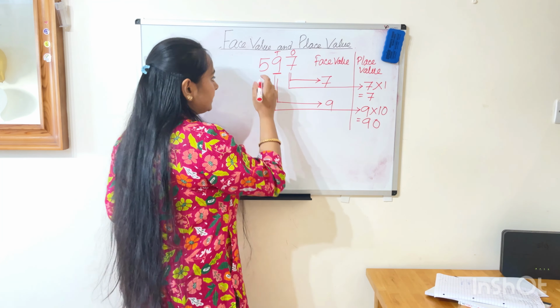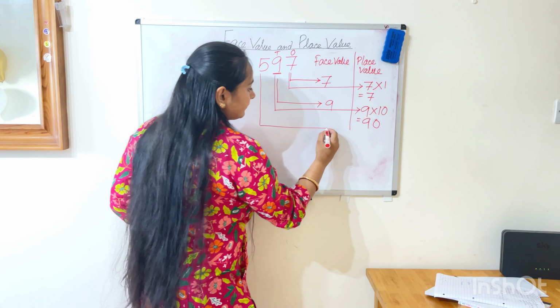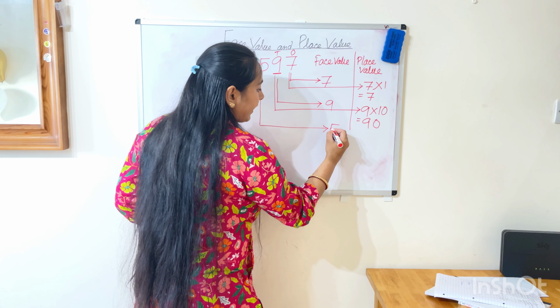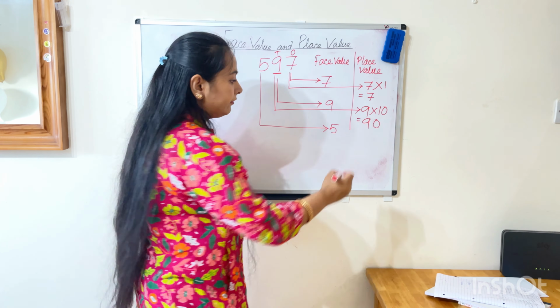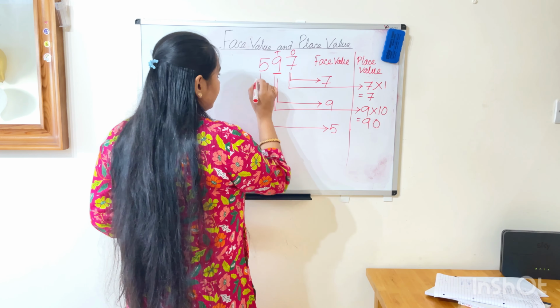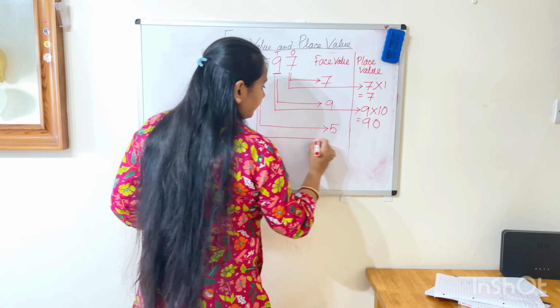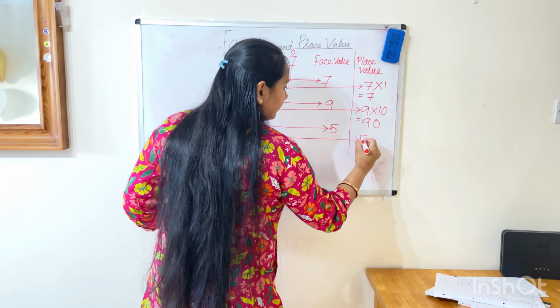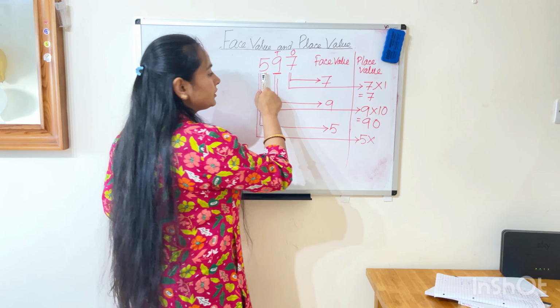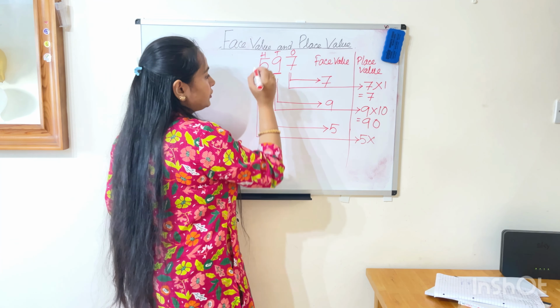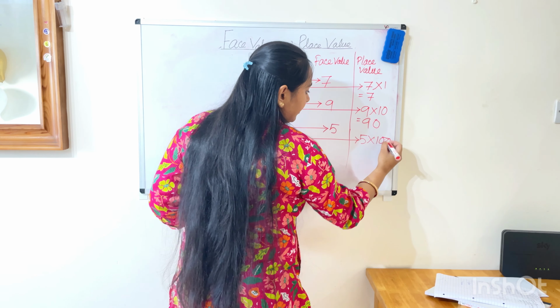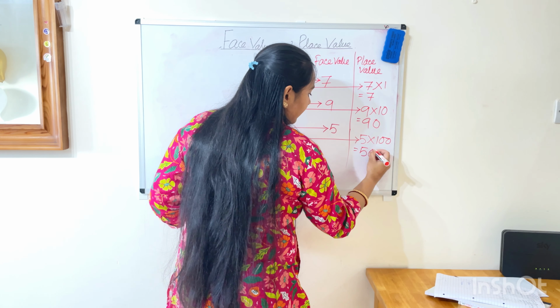Now 5. The face value of 5 is the same, that is 5. In case of place value, 5 is at which position? It is at the 100 position. So multiply with 100, which means 500 will be your answer.